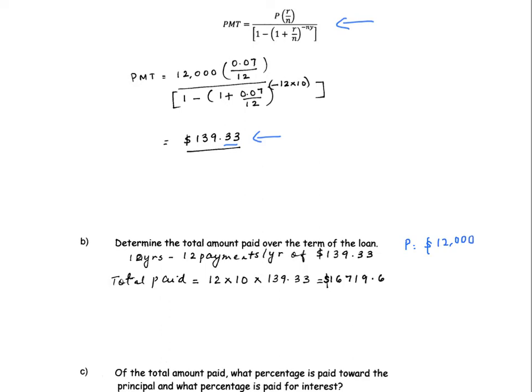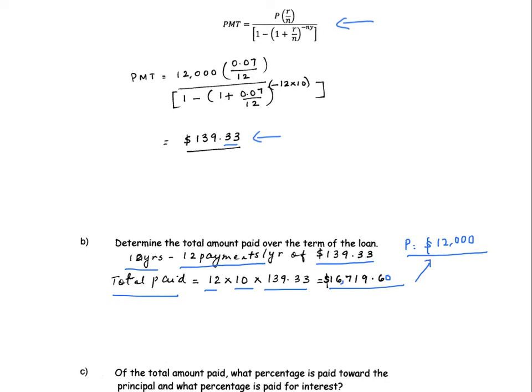But obviously, we're going to pay more than that because we're going to pay interest on this amount that we borrowed. So let's see how much we paid at the end of 10 years. In 10 years, we made 12 payments per year of $139.33. So the total amount that we paid is 12 times 10 times the payment, which is $16,719.60. So that is the total amount that we paid for a loan of $12,000.